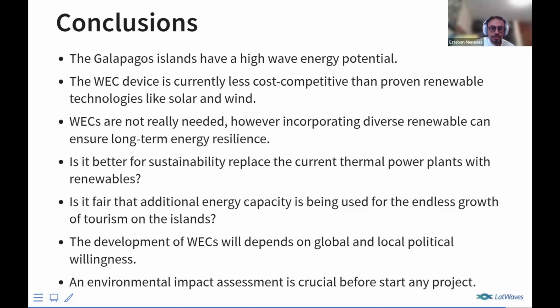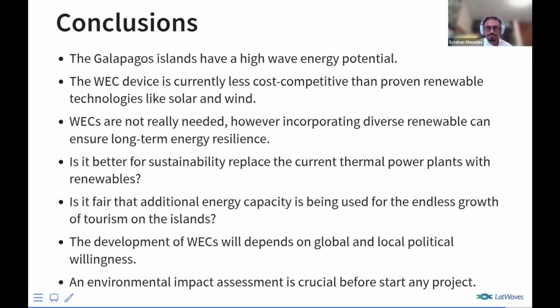But is it better for sustainability to replace the current thermal power plants with renewables? Is it fair that this additional energy capacity is being used for endless growth of tourism on the islands? Those are just open questions to think about. And the development of WECs will depend on global and local political willingness to improve these technologies to decrease, for instance, the prices and investment cost. And before starting any project, it is crucial to make an environmental impact assessment first.